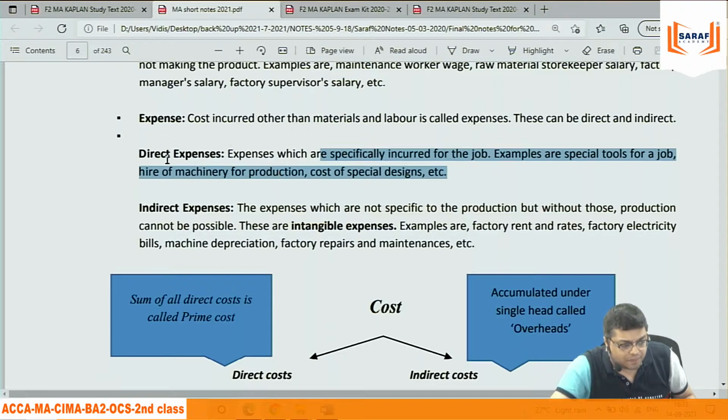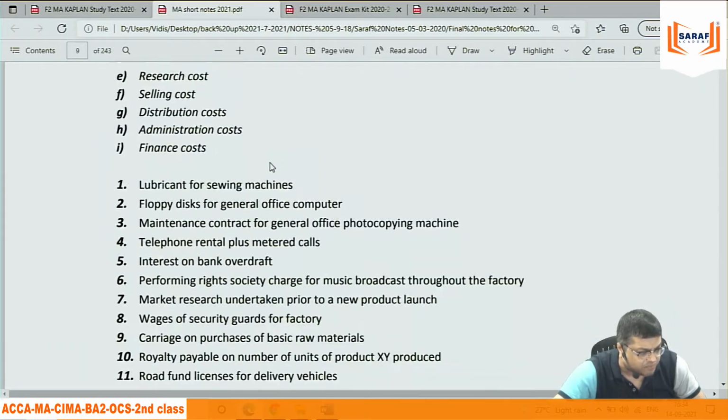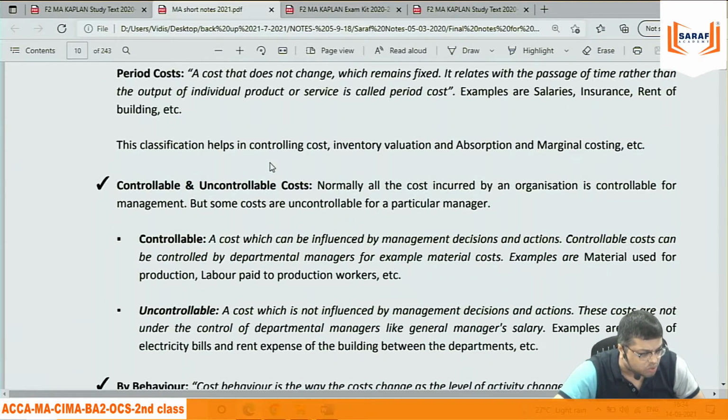So normally people do not consider factory rent as a direct expense. They consider factory rent as an indirect expense. Unless, for a specific product or a specific job, you have taken a factory rent, then in that case that rent can be treated as a direct expense. Not a problem. Getting? There are other 2-3 questions given here.